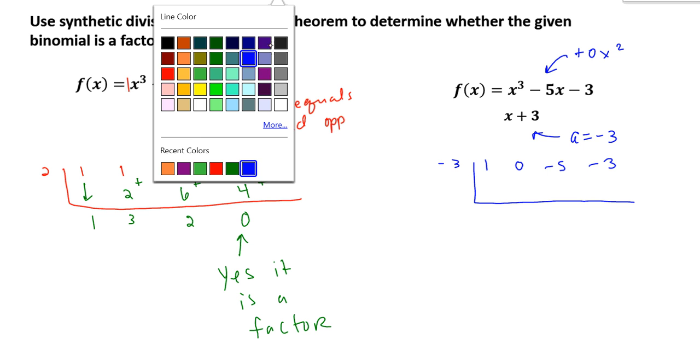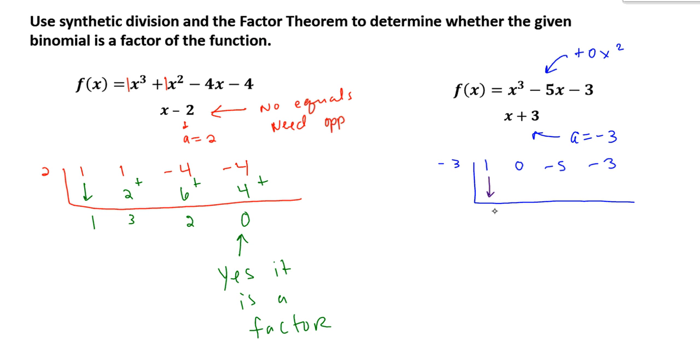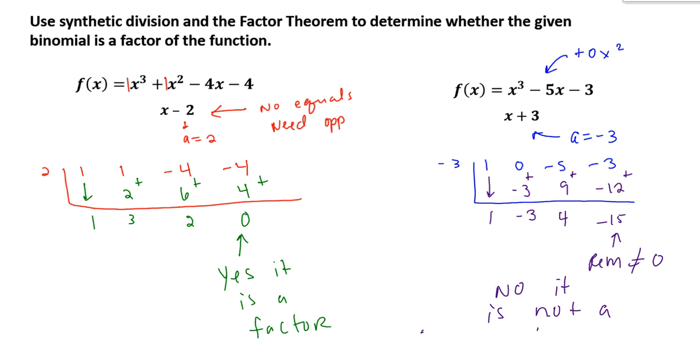Right, same process. Bring down the first one, multiply diagonal, right above, and add. Multiply diagonal, right above, and add. Multiply diagonal, right above, and add. Okay, this is the remainder. It is not equal to 0, so you would say no, it is not a factor.